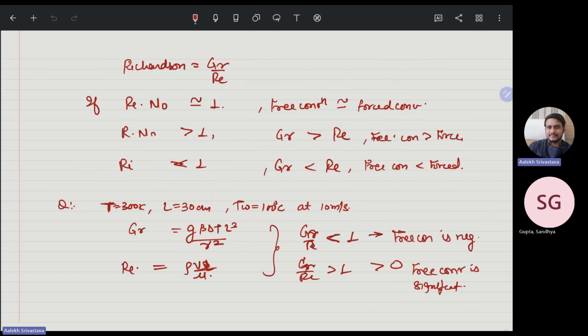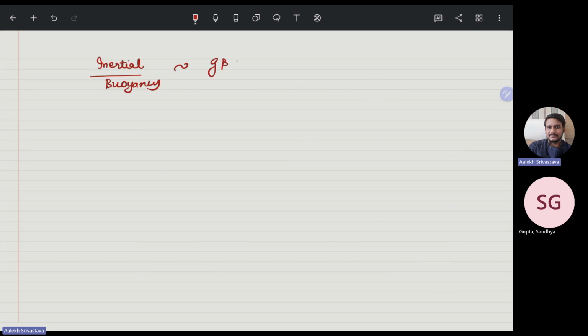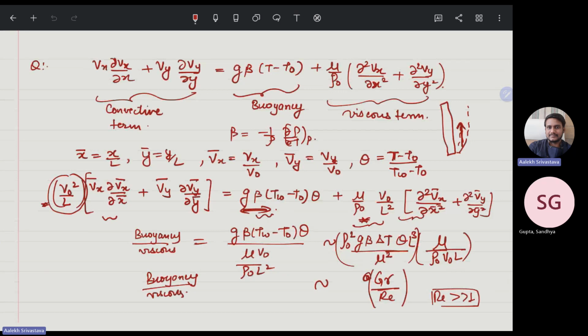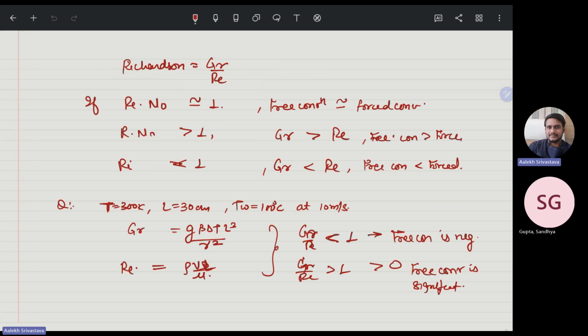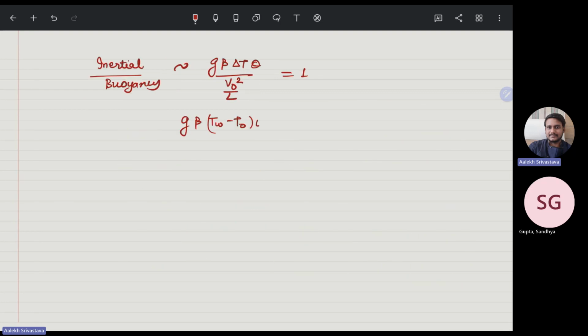So it is g beta delta T theta divided by V0 square by L. If these two are significant, this tends to be 1, and g beta delta T into theta, or T wall minus T0 into theta, is equal to V0 square by L. Both will be of the same order of magnitude.